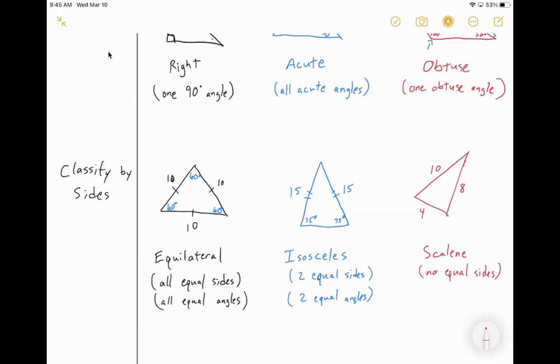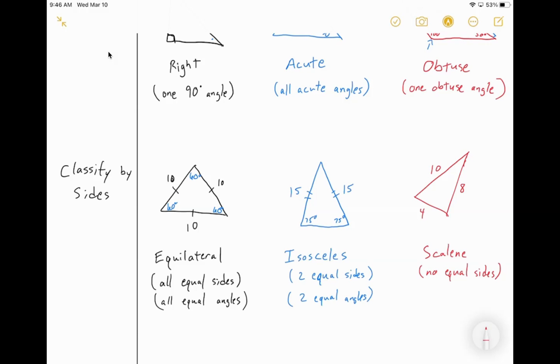No equal sides. So let's say you had a triangle that had measurements like that. You have no equal sides. It is a scalene triangle. Okay. So here's a vocabulary word. So you need to know all six of these words, and think of it this way: every triangle has two names. Just like you guys have a first name and a last name, every triangle has like an angle name and a sides name, and we put them together.